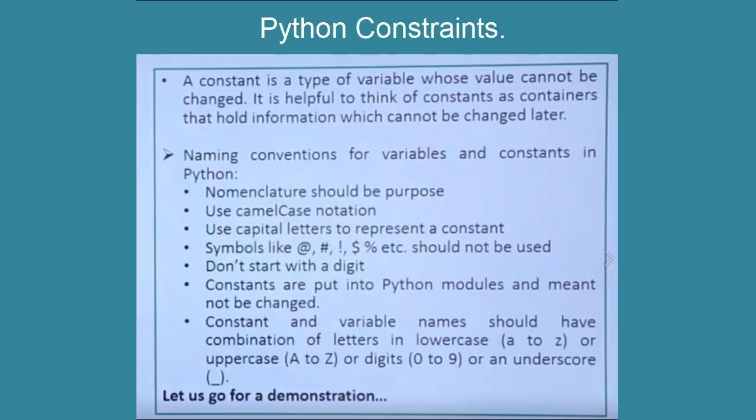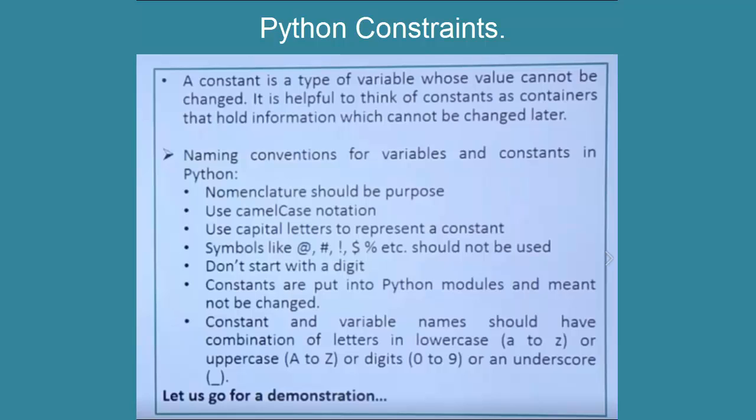A constant is a type of variable whose value cannot be changed. It is helpful to think of constants as containers that hold information which cannot be changed later on. So a constant is a variable which holds a value, but the value cannot be changed later on. Now, naming conventions for variables and constants in Python.